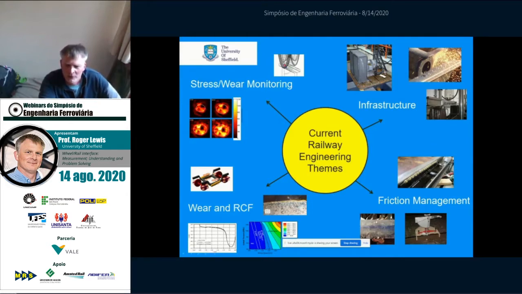Perhaps the biggest area of my work is centered around friction management. So this is, first of all, understanding friction mechanisms in the wheel-rail interface, and how they change when you have third body layers present, whether they be natural third bodies like water or leaves, or whether it's mechanisms resulting from the application of, for example, top of rail friction modifiers or curb lubricants.